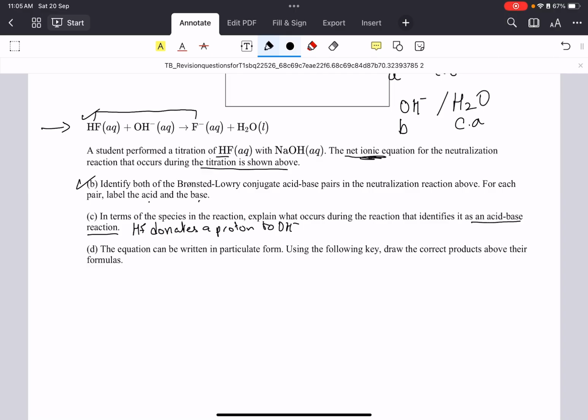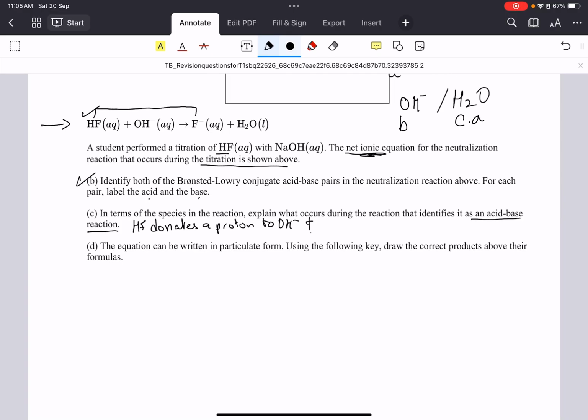HF, just describe it, to become F minus, and OH minus becomes H2O. That's it. Or you can say OH minus is a proton acceptor, so it accepts an H plus from the HF, so that OH minus becomes H2O and HF becomes F minus.